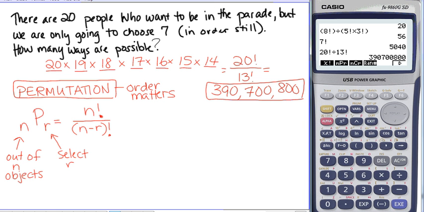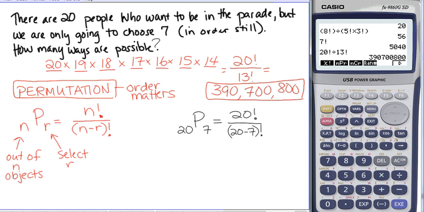So in our situation, we had 20 people and we were trying to arrange 7 of them. And our rule said we take 20 on the top, and on the bottom we did 20 minus 7, which is where our 13 came from.